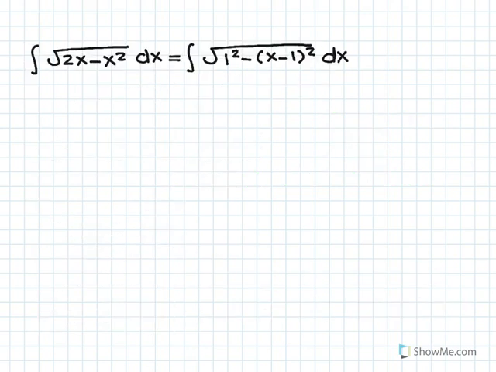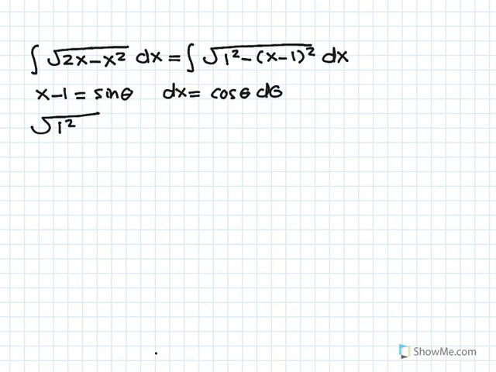Alright, so what we have shown is the integral root 2x minus x squared dx. We completed the square and we have integral root of 1 squared minus x minus 1 squared dx. And we're now going to apply trig substitution. X minus 1 equals sine theta. And differentiate, dx is cos theta d theta. So let's rewrite the integrand so that we get everything in terms of the angle theta. 1 squared minus x minus 1 squared. That's equal to root of 1 minus x minus 1 is sine theta, so we get sine theta all squared.